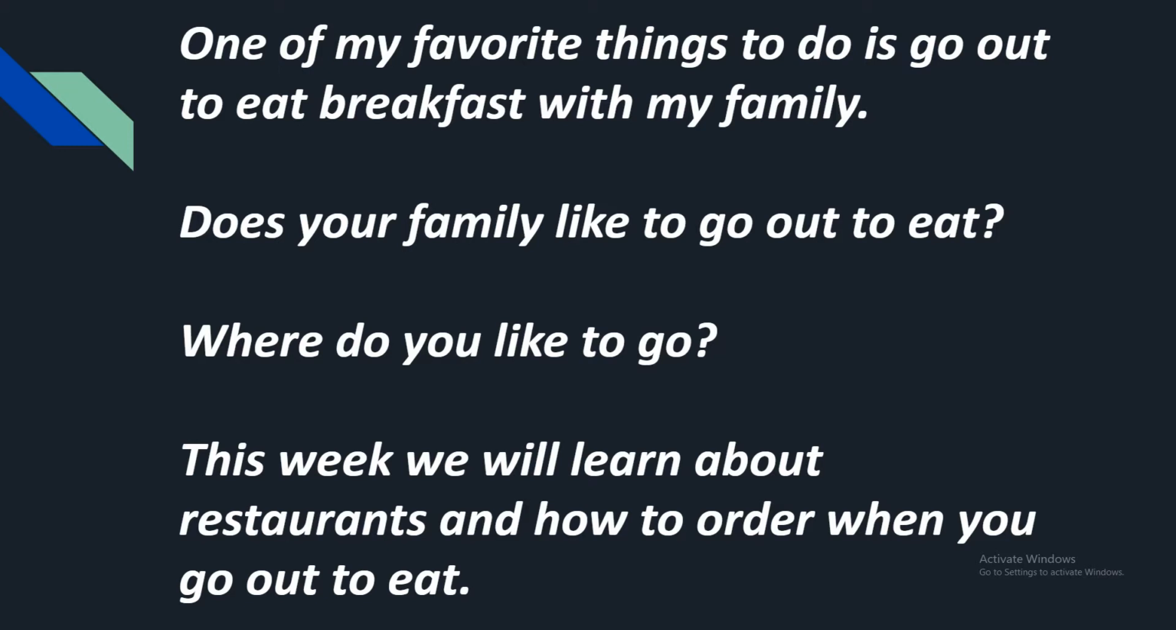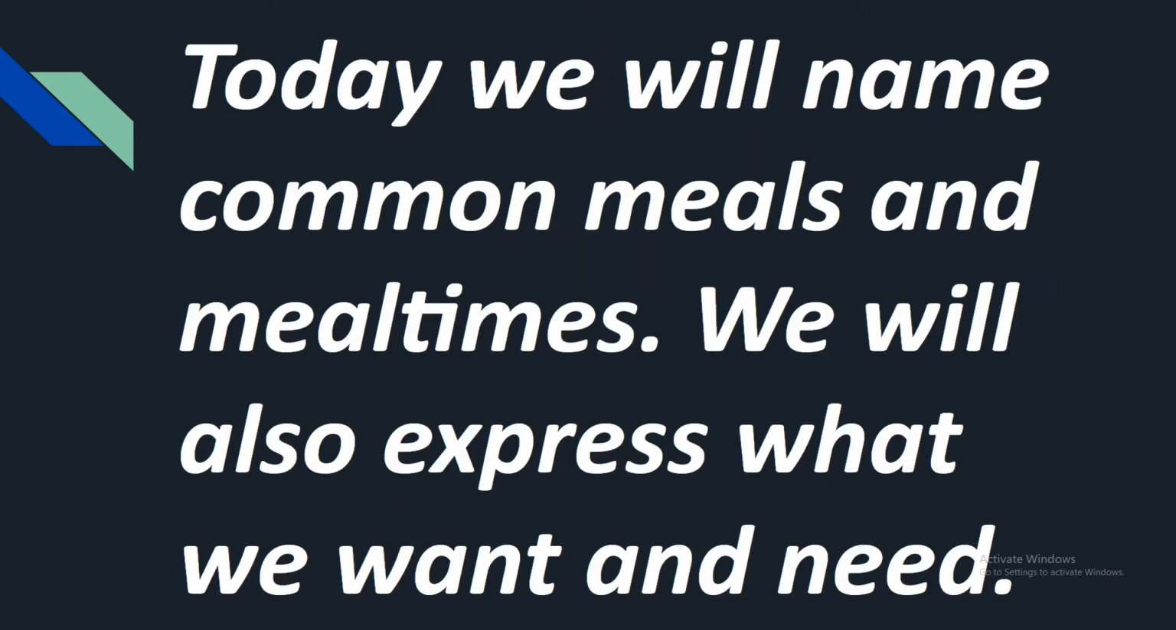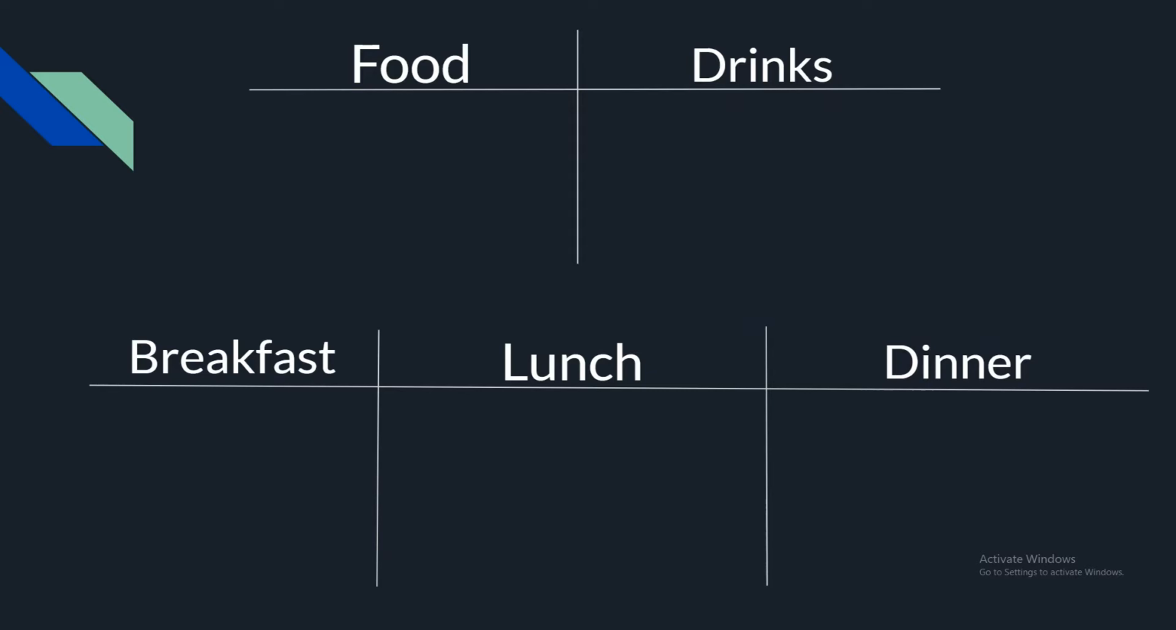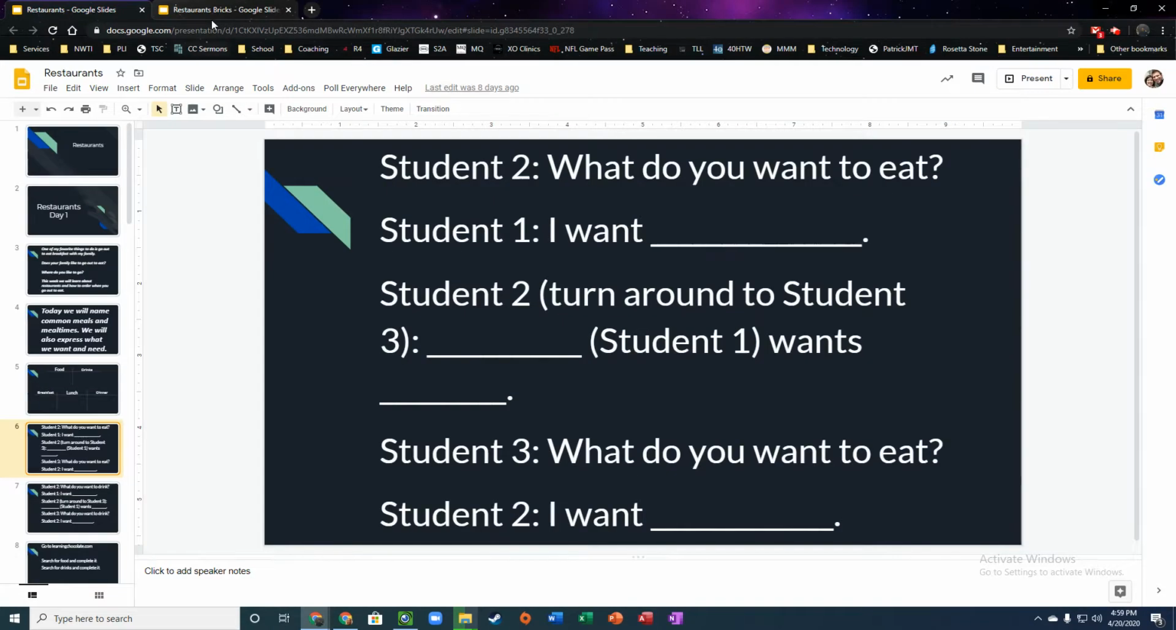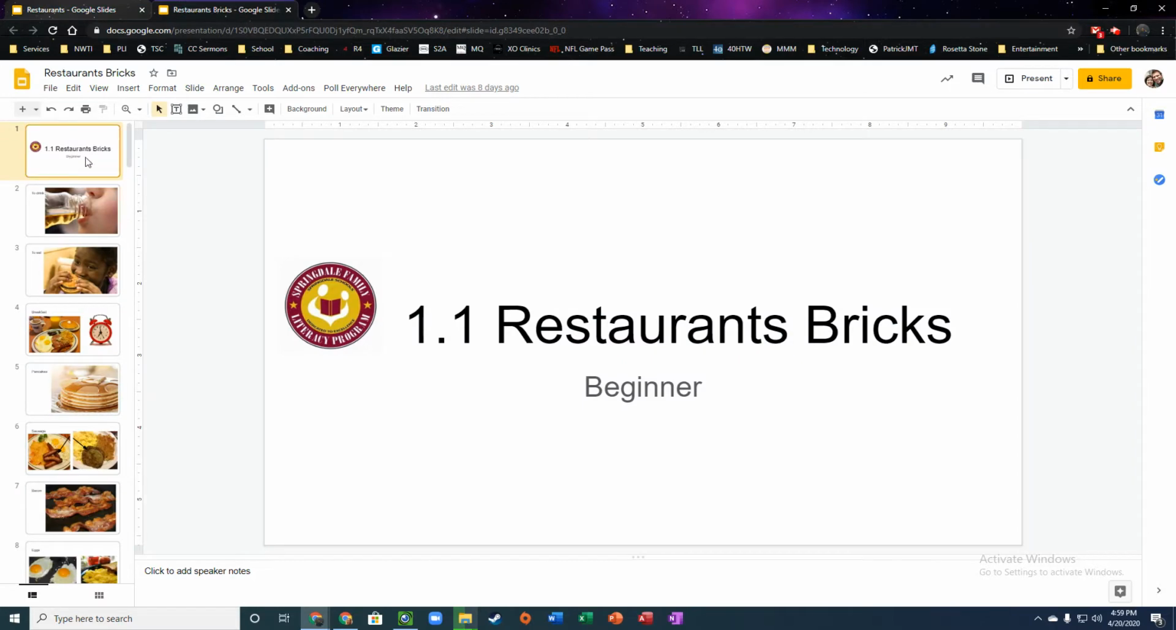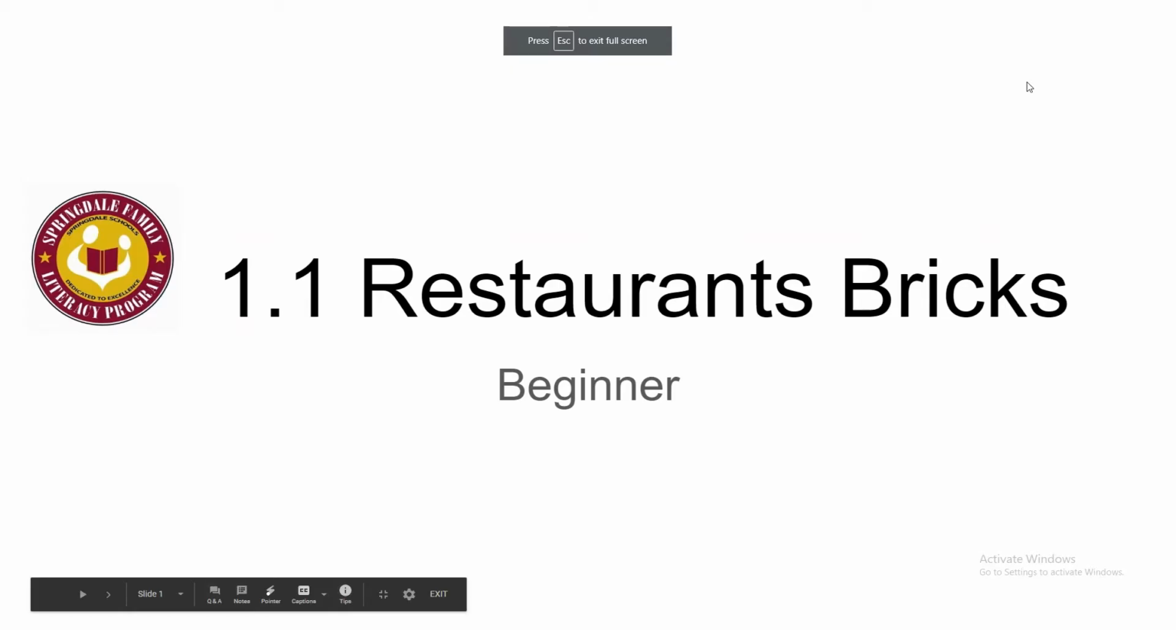So, like I previously mentioned, this week we will learn more about restaurants and how to order when you go out to eat. Today, specifically, we will name common meals and meal times. We will also express our wants and our needs to one another. Okay, so the words that we'll be looking at, these are some of the words for day one that we'll talk about.